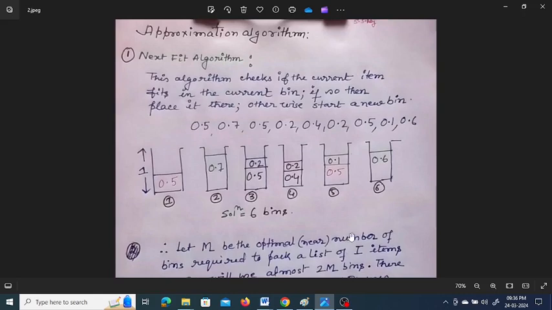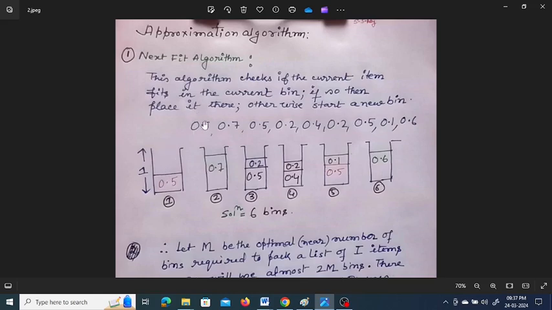Approximation algorithms have 3 types. One is the next fit algorithm. In the next fit algorithm, this algorithm checks if the current item fits in the current bin. If so, place it there. Otherwise, start a new bin. It is a very simple algorithm. Whichever item comes, you keep pushing it, and if the bin has the remaining size to accommodate the next item, you just do it.